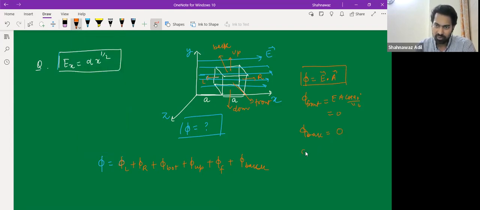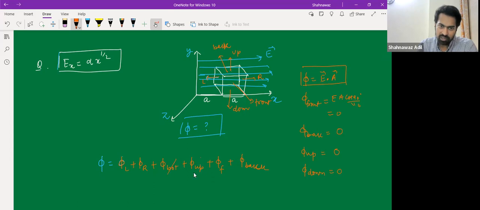And for the up case, this is up. So this is the direction of the area vector. This is the direction of the electric field. So again, what is the angle between them? 90 degrees. So again, 0. And phi down. So again, this is down, area vector is this, and the electric field vector is this. So again 90. So this is again 0.